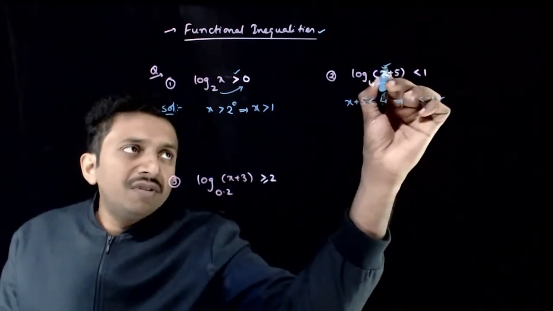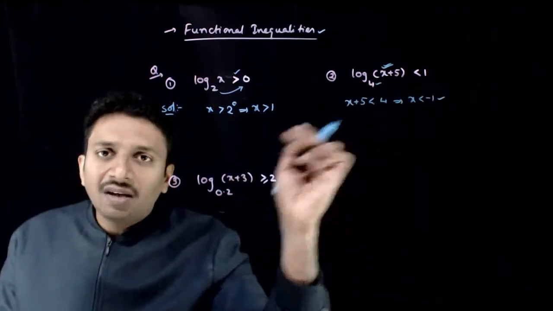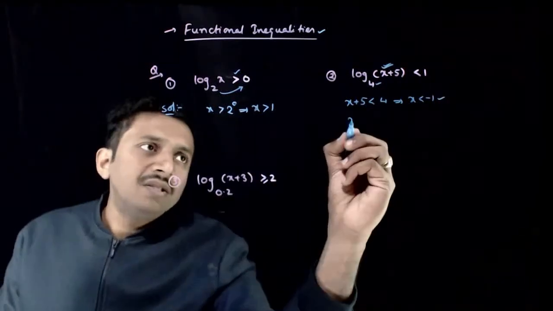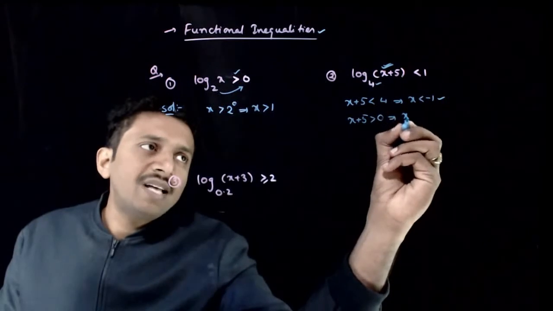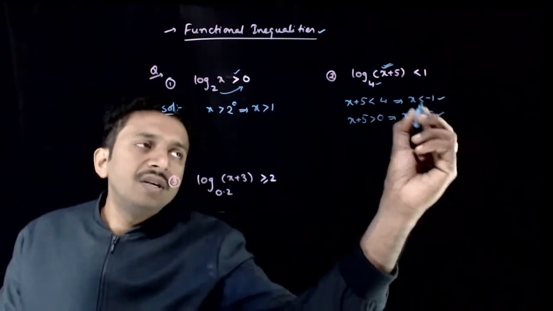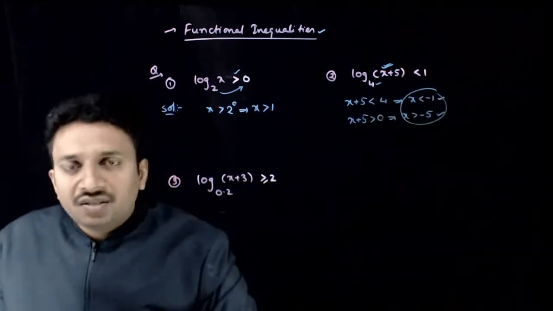So this is the solution for the inequation. For the definition of this function, you have to separately test the condition. So x plus 5 has to be greater than 0 also. This implies x has to be greater than minus 5. So these two have to be satisfied.